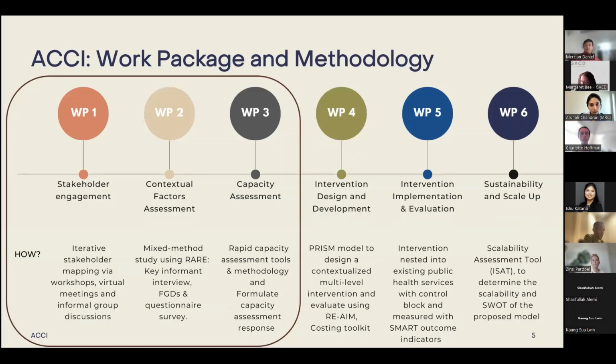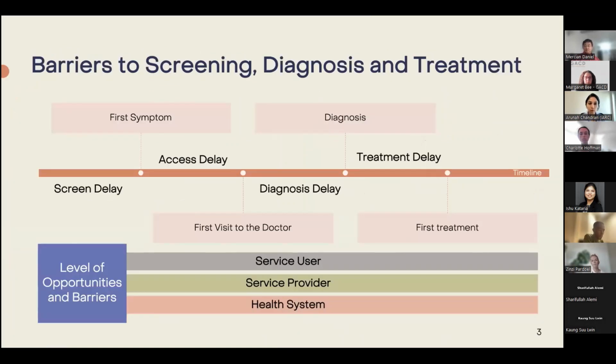And the second thing that we would be looking at in phase one is what are the barriers and opportunities that exist throughout the care continuum for cancer. While our project focuses on early detection, it was very important for us to look at the entire continuum, starting from an asymptomatic general population: what are the screening delays? Secondly, what are the access delays for those who are symptomatic for cancers? What are the diagnosis and eventually treatment delays?